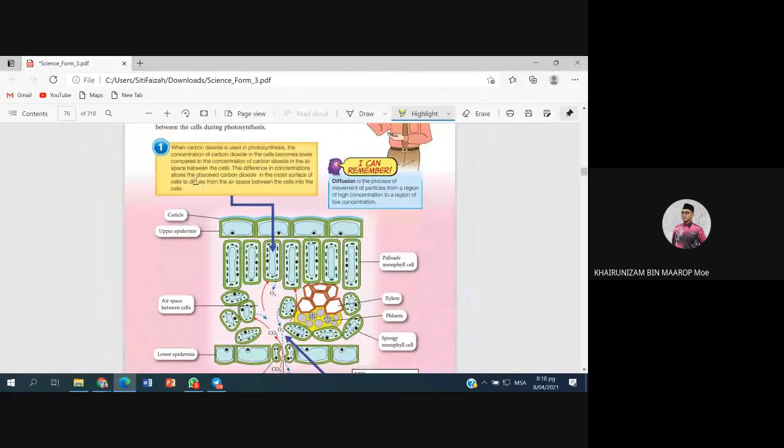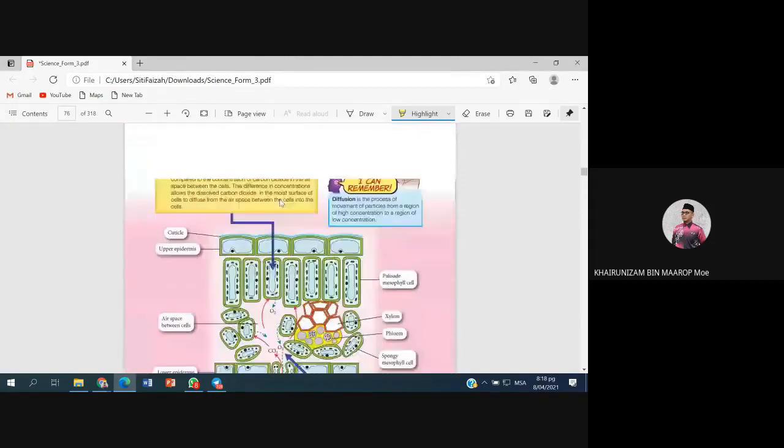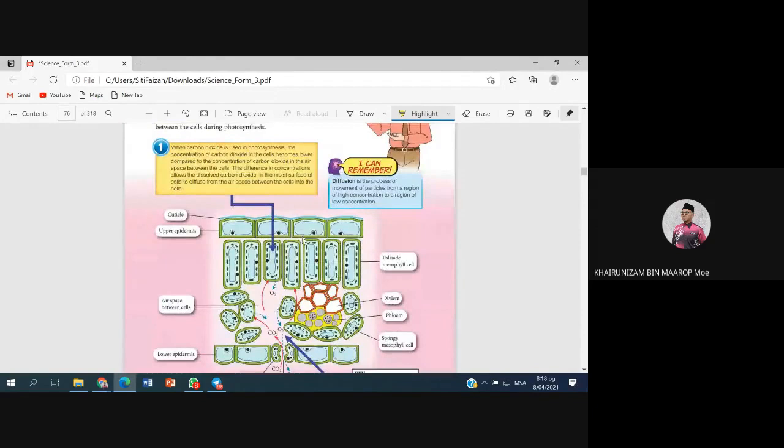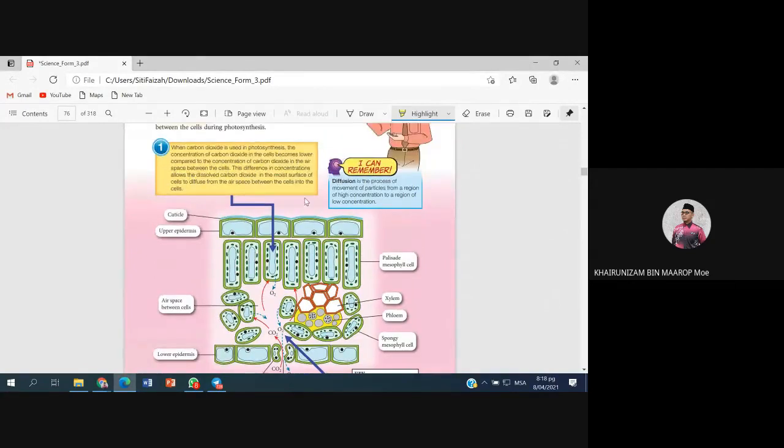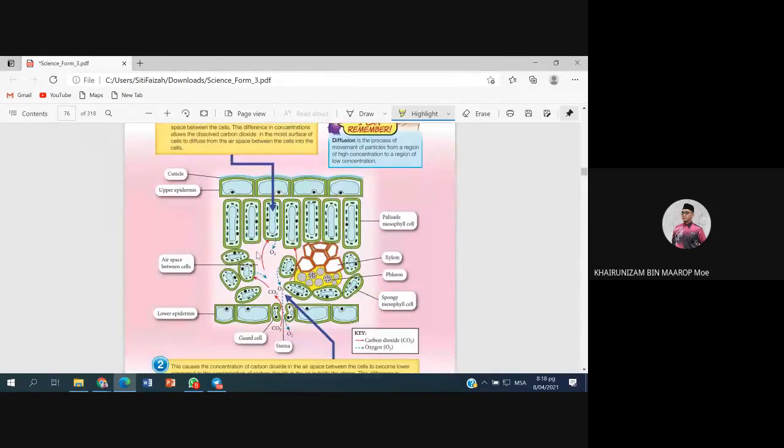I hope you can see the presentation. Okay, look. We learn about this one first: how the plants release carbon dioxide and absorb oxygen. This is the cross section of the leaf. This is the cell of the plant.